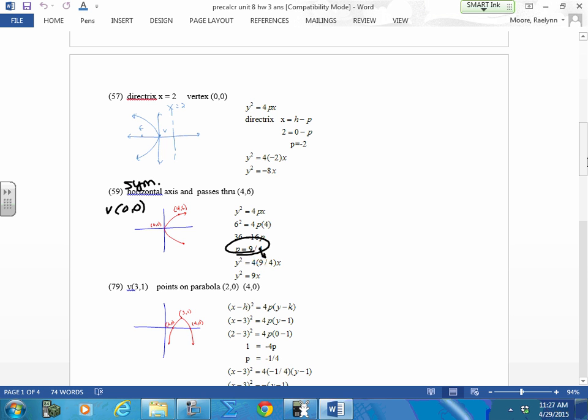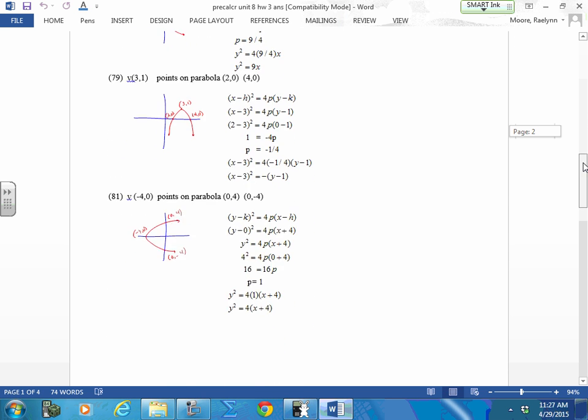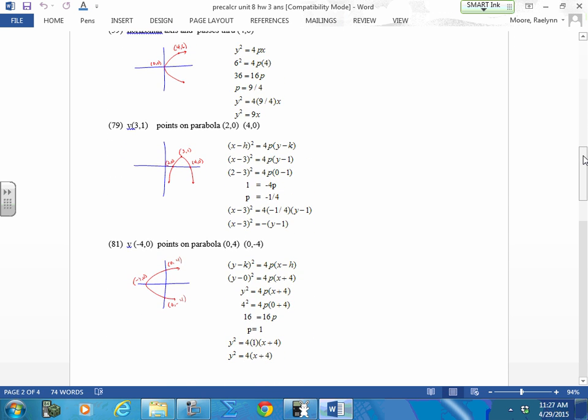Then we get into things that are not a vertex of 0, 0. We have a vertex of 3, 1. So plug in your h and your k. Okay. Again, you're going to find your p. P is negative. It's opening down.